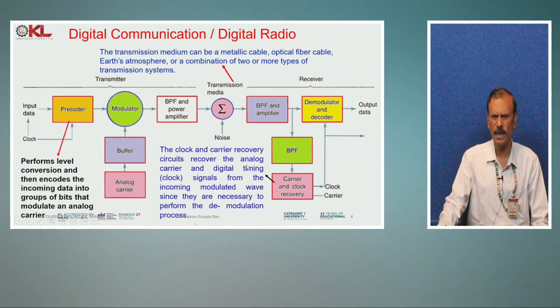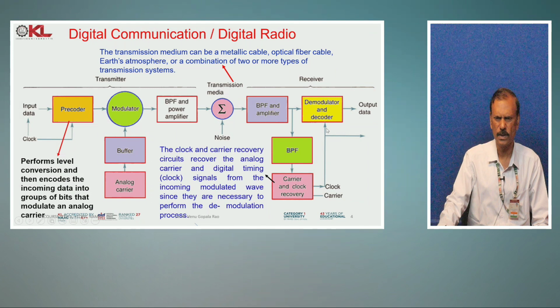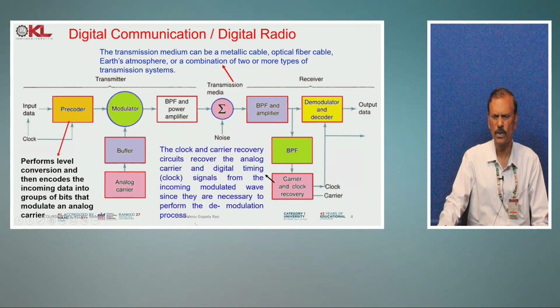So what is the function of the carrier and clock recovery? The clock and carrier recovery circuits recover the analog carrier signal and the digital timing clock signals from the incoming modulated wave, since they are necessary to perform the demodulation process. So to get the actual digital signal, clock and carrier synchronization is required along with the transmitted carrier and clock. So this is the function of the simplified digital radio.